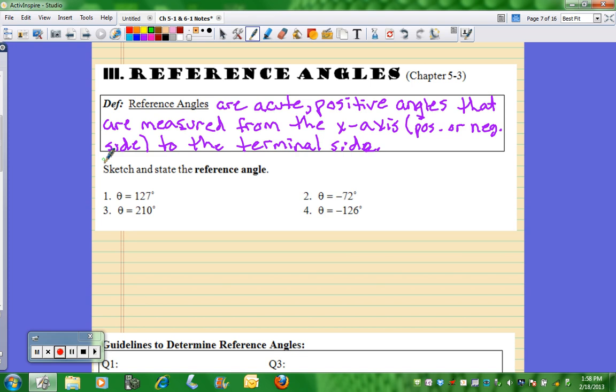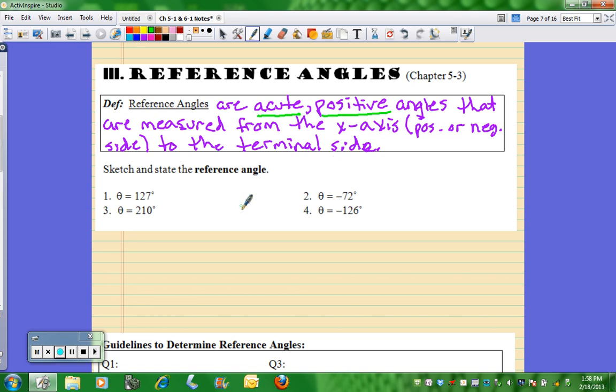Reference angles. These are acute. They're so cute. Positive. Oh, that was a pretty good straight line. Ooh, look at me. I'm patting myself on the back right now. Okay, so reference angles are acute positive angles that are measured from the x-axis. It can be from the positive or negative side of the x-axis to the terminal side.